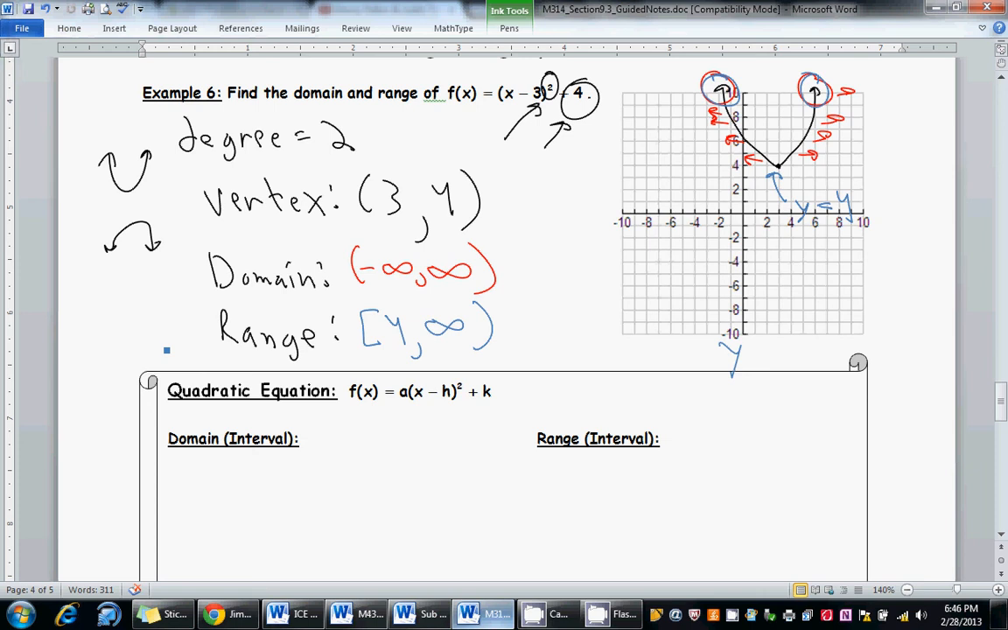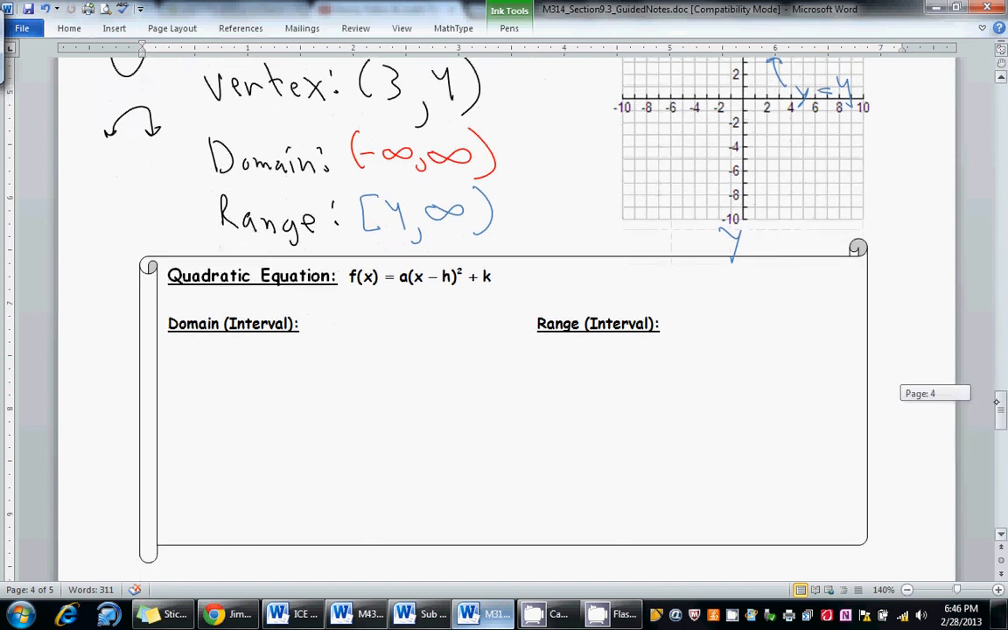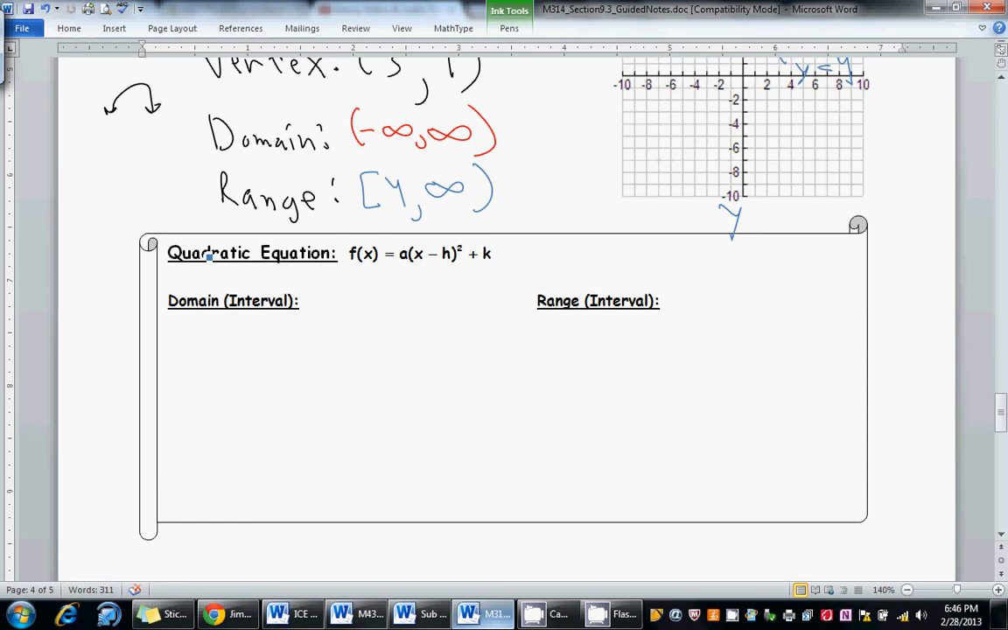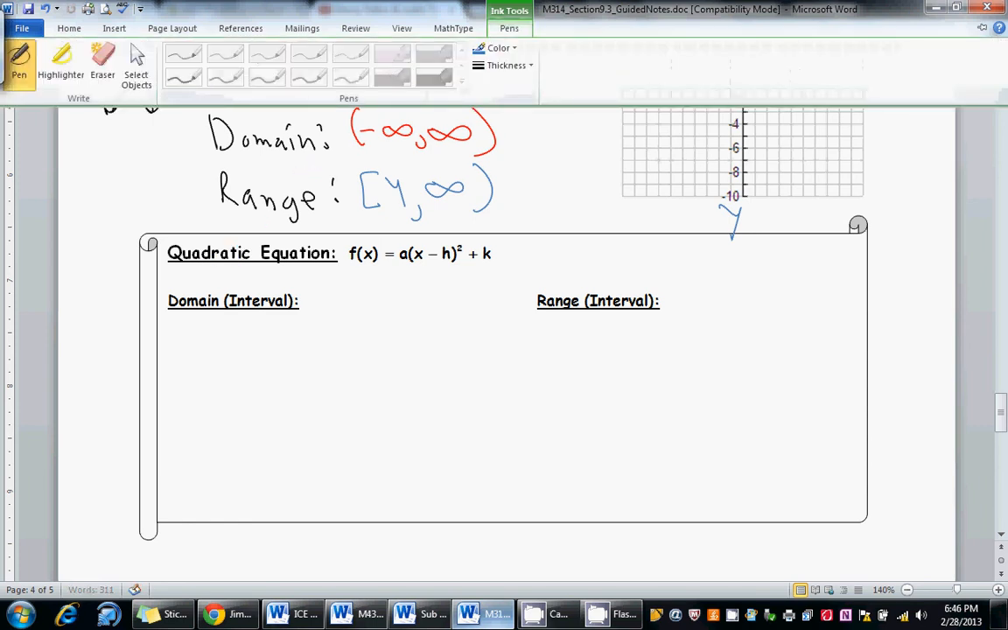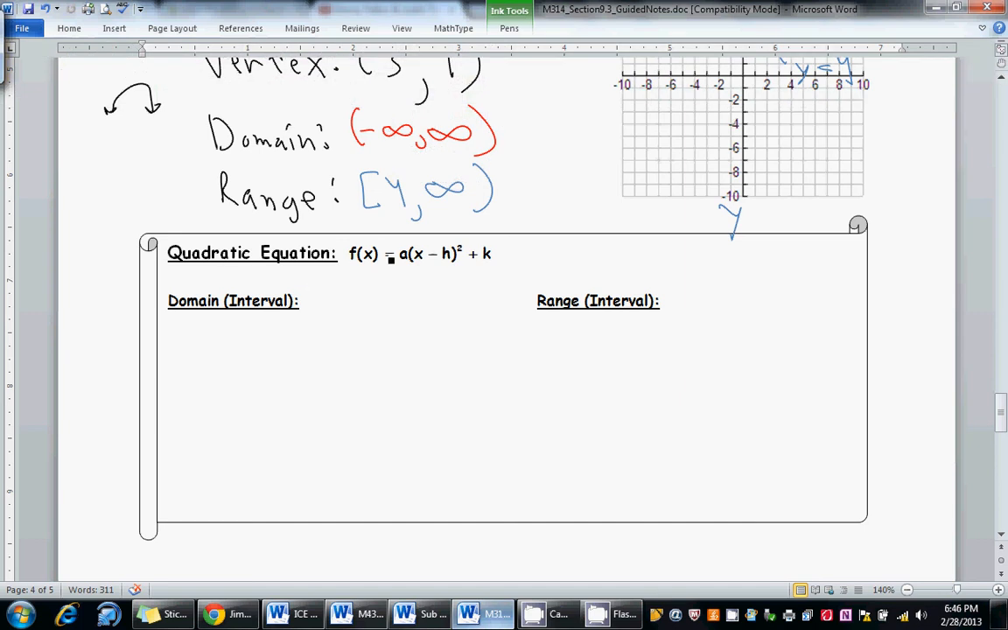All right. Let's do a little bit of summarizing here. Now we have a quadratic equation, and this is kind of like general form here: a times (x minus h) squared plus k. First of all, you have the vertex. The vertex is going to be (h, k). So in the example above, h was 3 and k was 4. That's our general example.